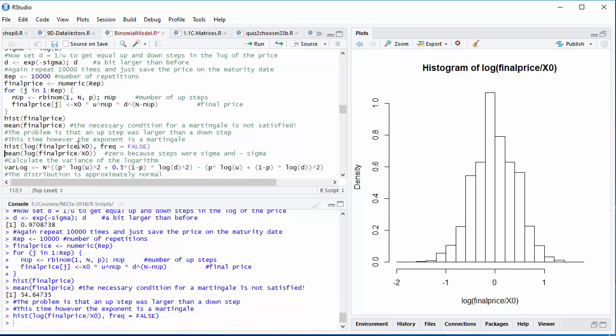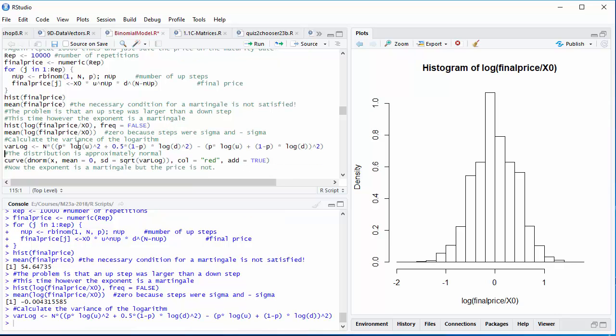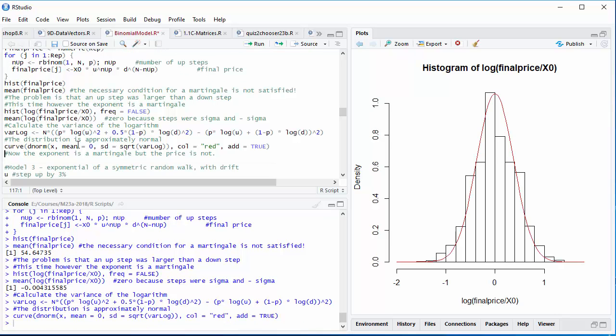If we look at the histogram of logarithms, now it does appear nicely centered on 0, and indeed the mean of the logarithm is very, very close to 0. On theoretical grounds, I can calculate what the variance of the logarithm should be, and then I can confirm that result by displaying the density function for a normal distribution with a mean of 0 and the calculated standard deviation, and it all fits very well.